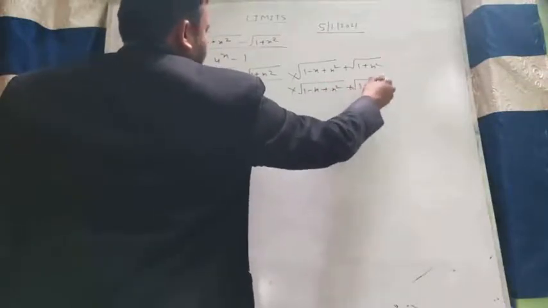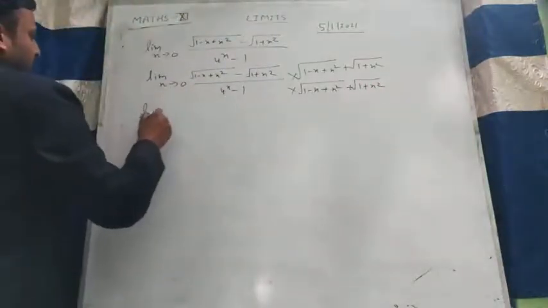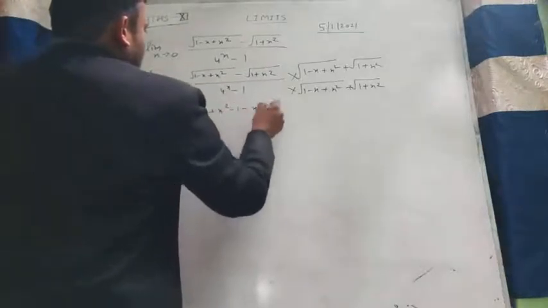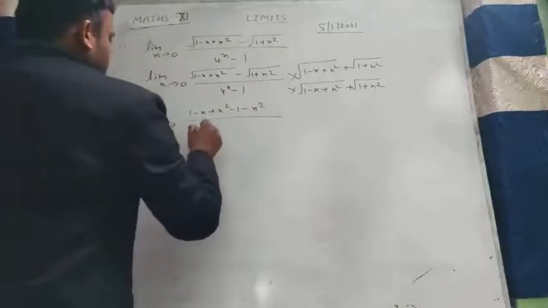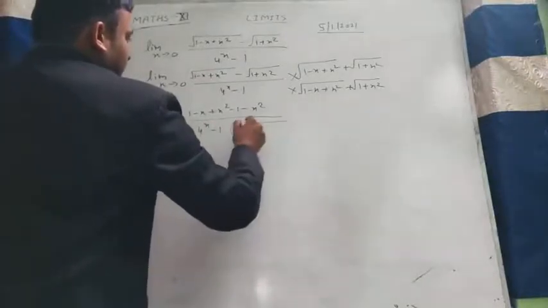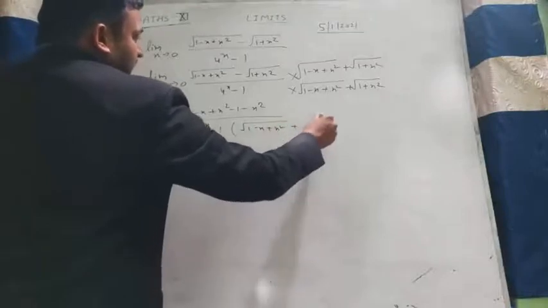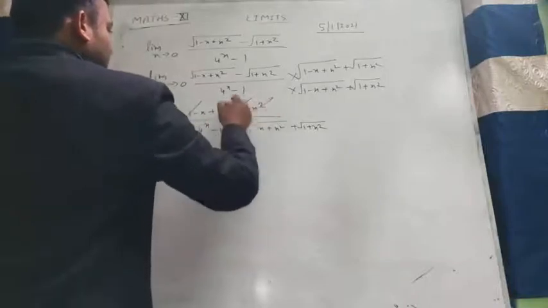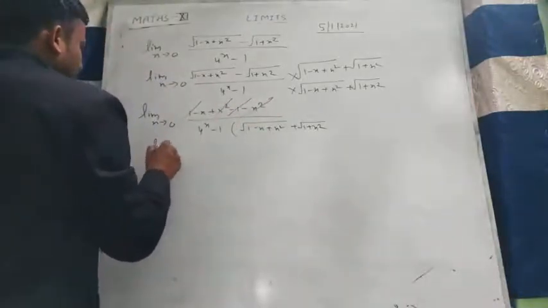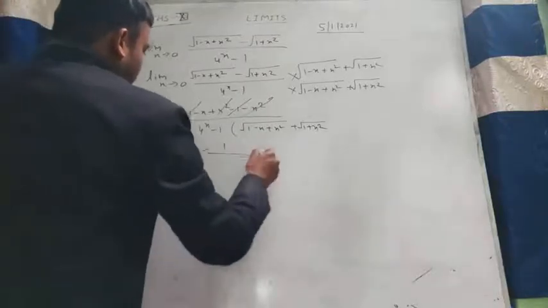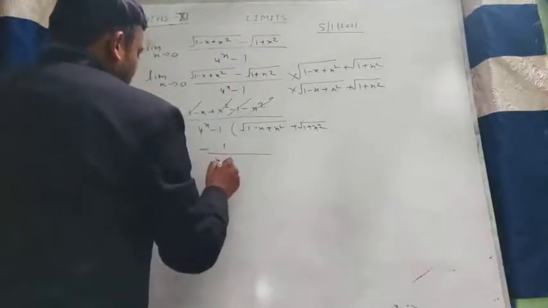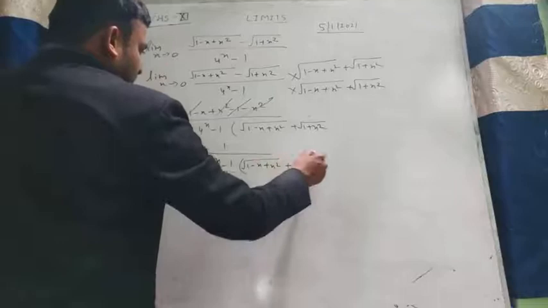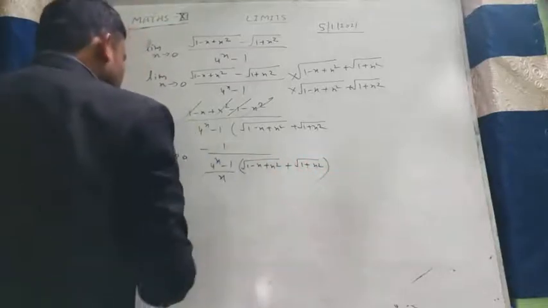Okay, student. Now limit x tends to 0. This is 1 minus x plus x square minus 1 minus x square. Okay, and this part is 4 to the power x minus 1, and here under root 1 minus x plus x square plus under root 1 plus x square. So this is cancelled and this part is cancelled. We can write limit x tends to 0 minus 1 by 4 to the power x minus 1 by x, and this is under root 1 minus x plus x square plus under root 1 plus x square. Okay, student.